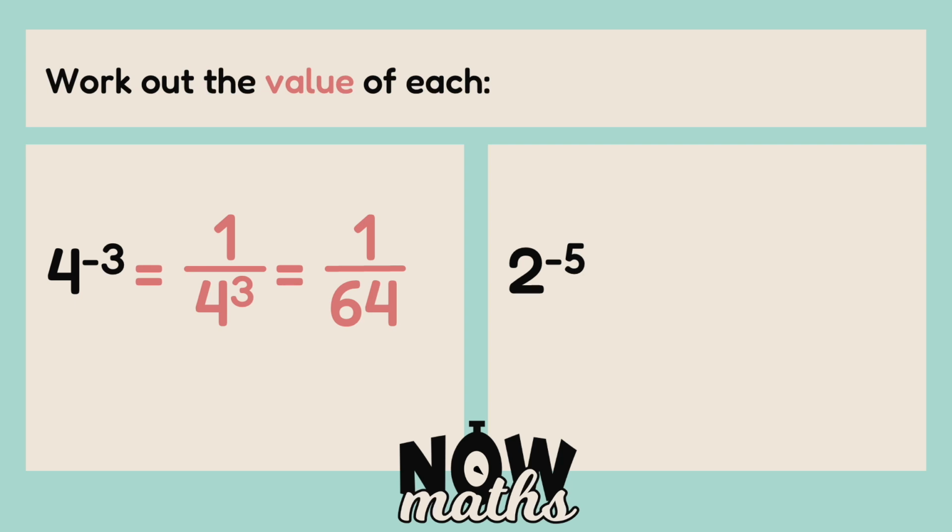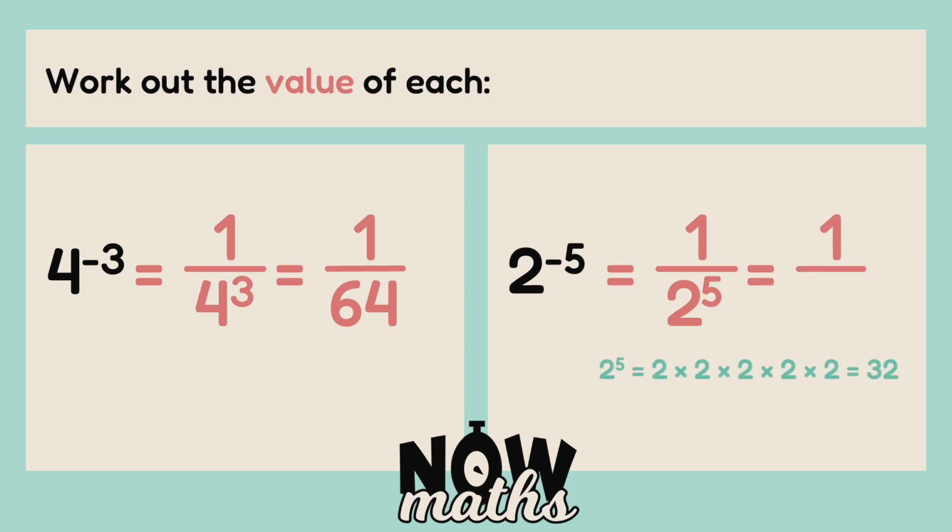Our second question is 2 to the power of -5. So the negative part of the power means we take the reciprocal, which would be 1 over 2. And then because we have a power of -5, we must raise the 2 to the power of 5. And to raise 2 to the power of 5, we do 2 multiplied by 2 multiplied by 2 multiplied by 2 multiplied by 2, which is 32, which gives us our final answer of 1 over 32.